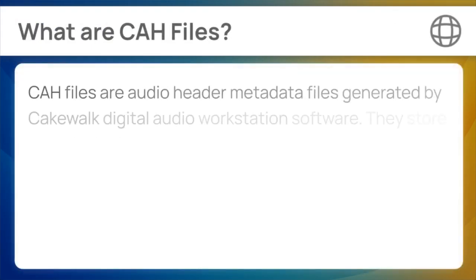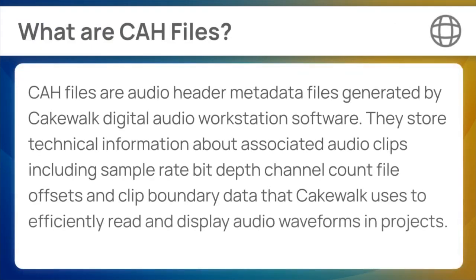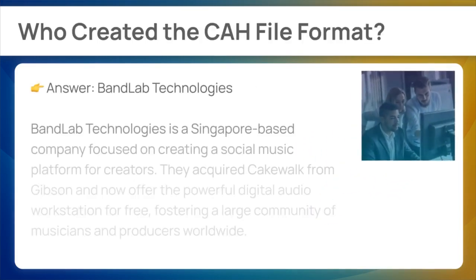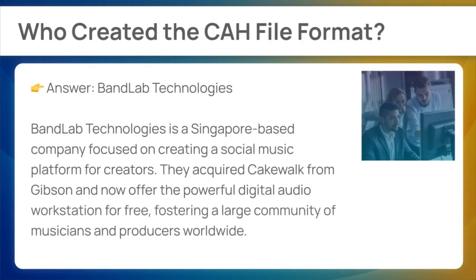CAH files are audio header metadata files generated by Cakewalk digital audio workstation software. They store technical information about associated audio clips, including sample rate, bit depth, channel count, file offsets, and clip boundary data that Cakewalk uses to efficiently read and display audio waveforms in projects.